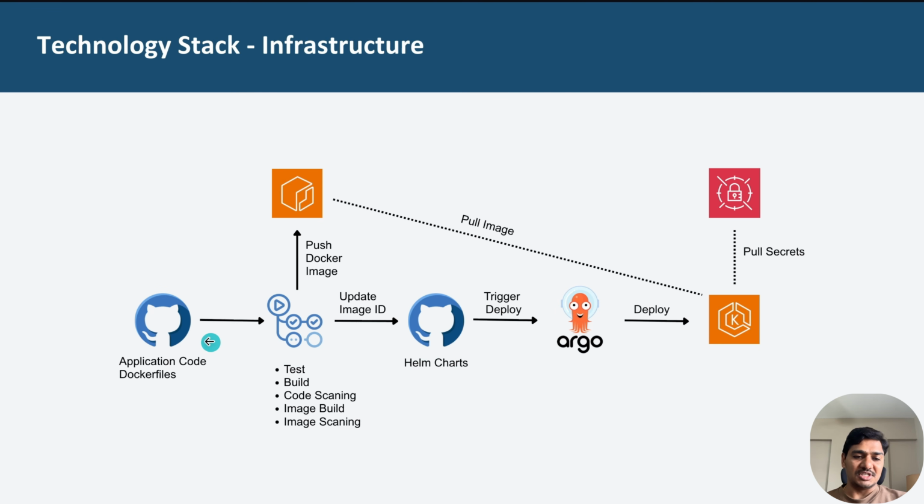Quickly, I will make some changes on the code, then it should trigger our CI pipeline, create a new image, it should get updated in Helm charts, ArgoCD should identify and deploy it. Let's go and do that.